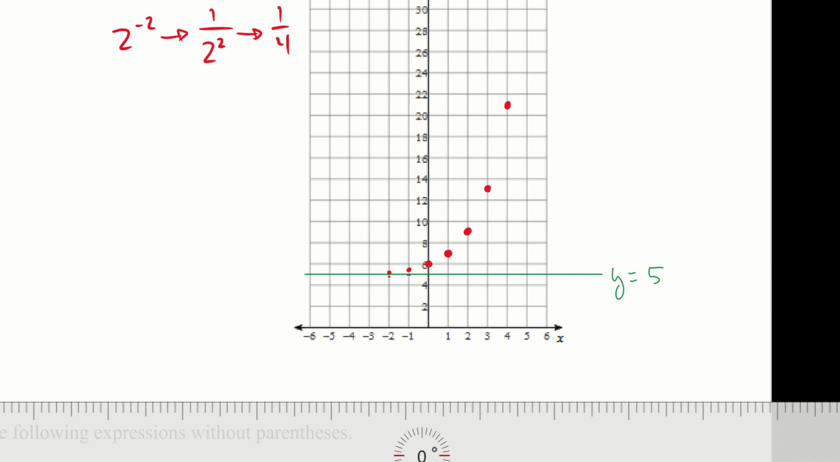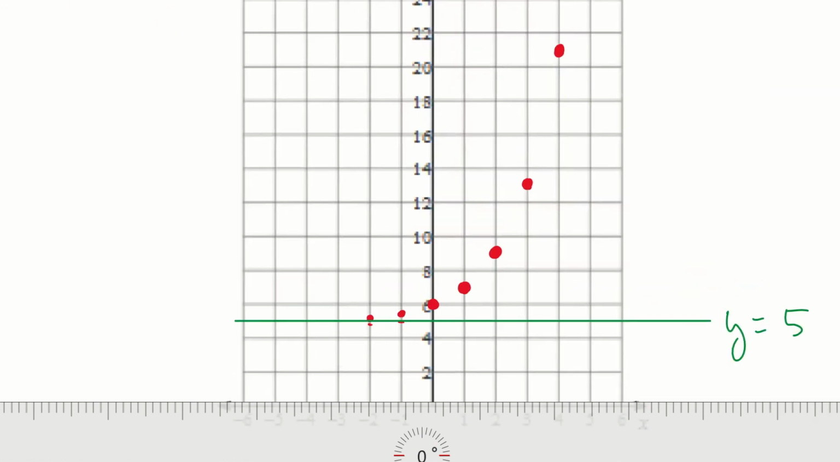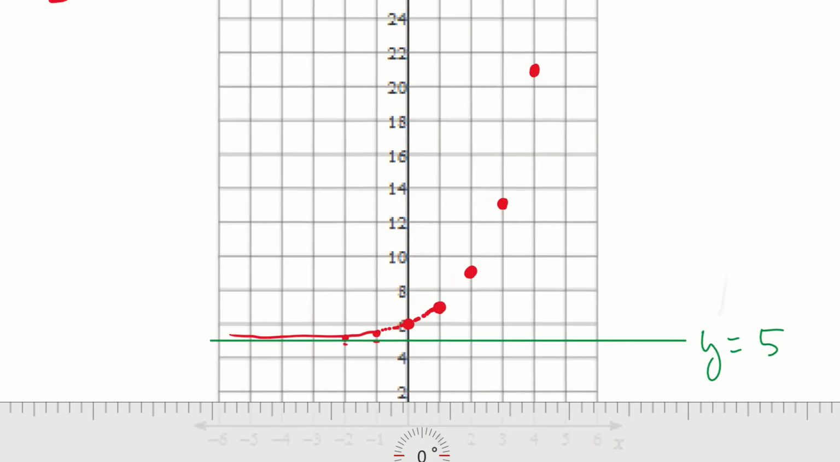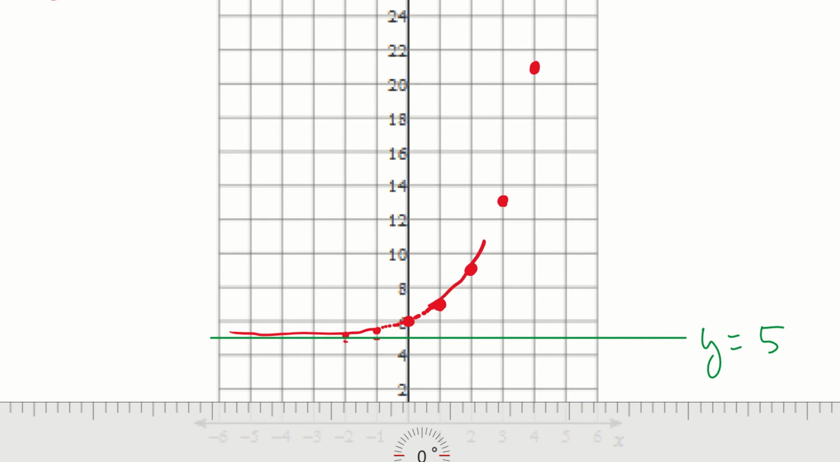So if I was to try and sketch that, I'm not a very good sketcher of functions. I'm just being careful. I don't want to cross the green line. I don't want to make it look like I'm even thinking about crossing it.